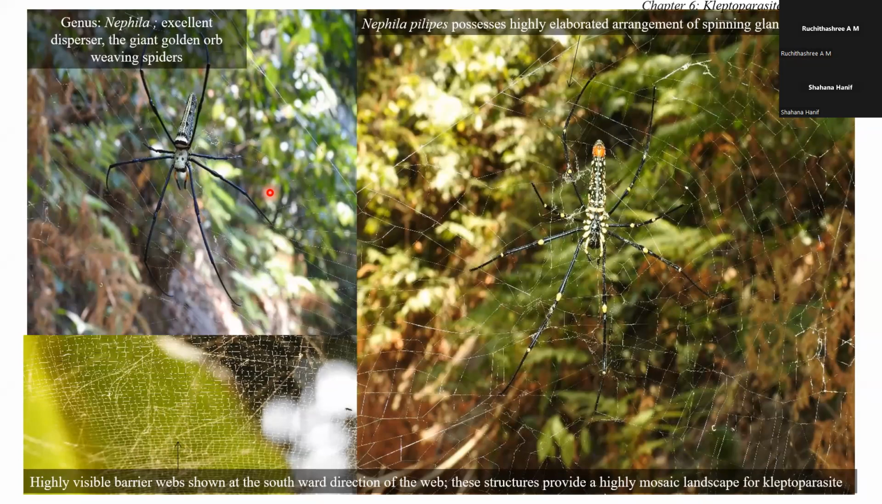Here you can see these highly visible barrier webs. When we come to the niche part later, these barrier webs are another kind of niche for the kleptoparasites. What are kleptoparasites? There are some spiders which inhabit these Nephila webs to catch the prey that the Nephila is also catching. The Nephila won't move; as I said, it will stick to the hub part. So it will resemble a flower pattern, while others don't want to show themselves to predators. If you closely examine all these cells in the Nephila web, you can see these barriers. So this is a highly mosaic landscape for the kleptoparasites.